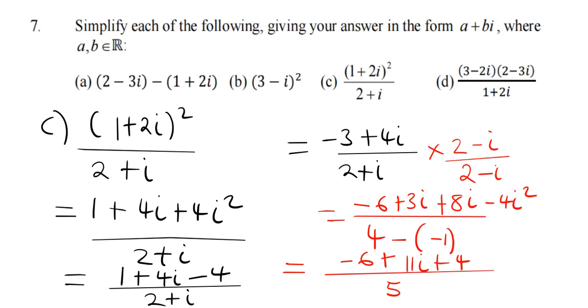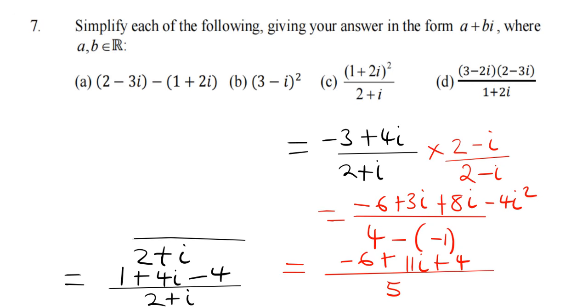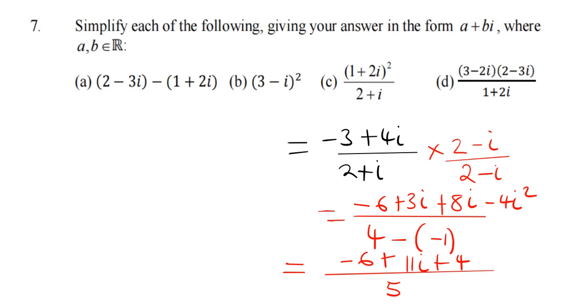Allow me to rub this part. Okay, now what do we have? We have negative 6 plus 4. What does it give us? A negative 2 plus 11i over 5.